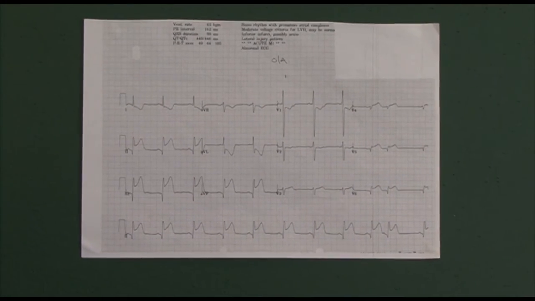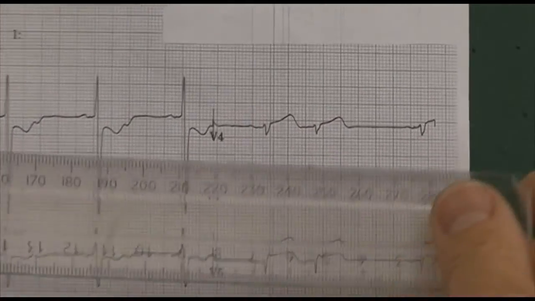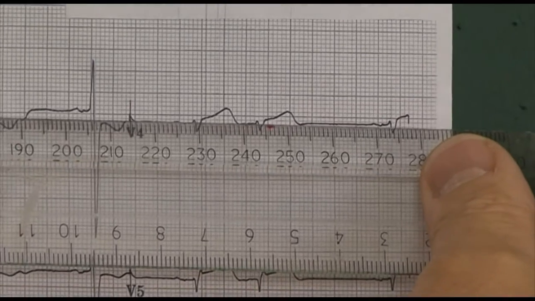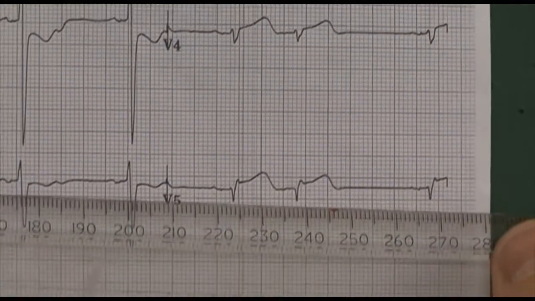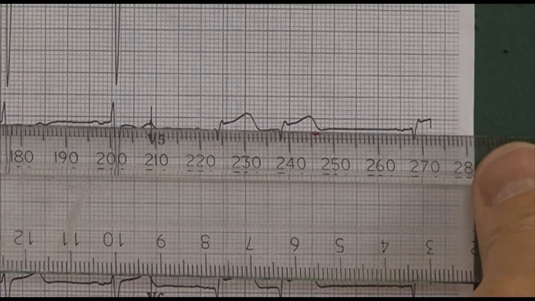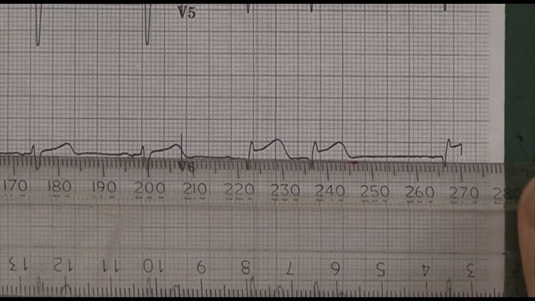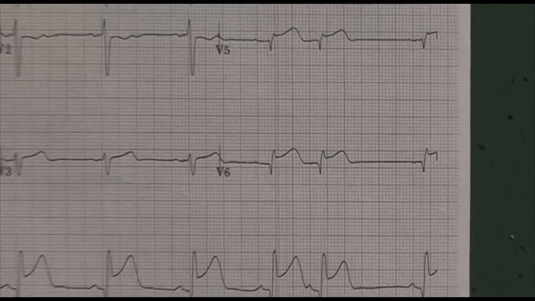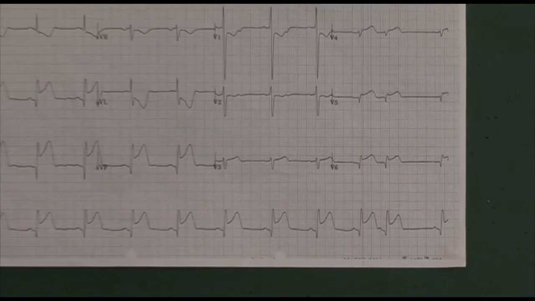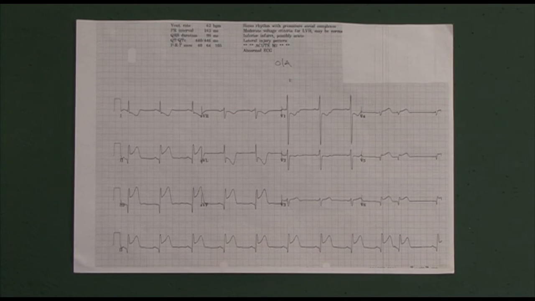But looking across to V4, we also see some elevation in V4, some ST elevation in V5, and some ST elevation in V6. So there's no doubt we've got ST elevation here in quite a few leads, indicating an extensive myocardial infarction.